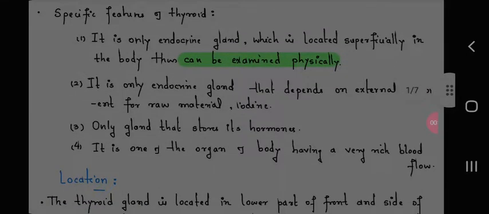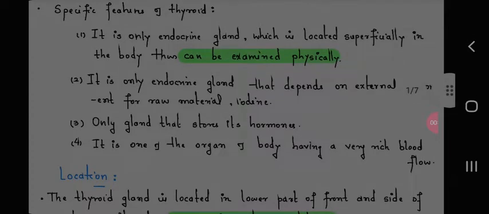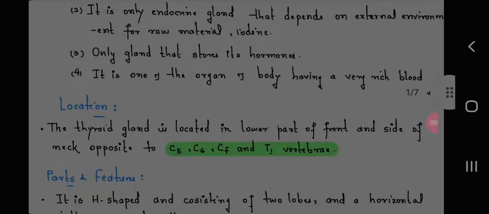Specific features of the thyroid. It is the only endocrine gland which is located superficially in the body, thus can be examined physically. It is the only endocrine gland that depends on the external environment for raw material, that is iodine. Only gland that stores its hormone. It is one of the organs of the body having a very rich blood flow.